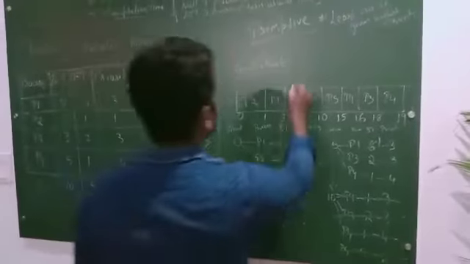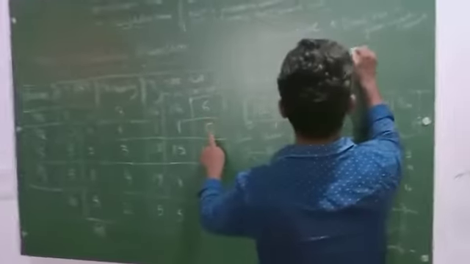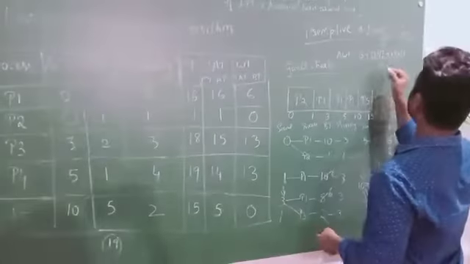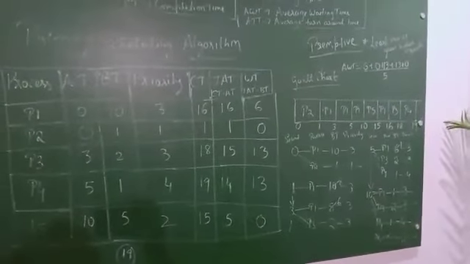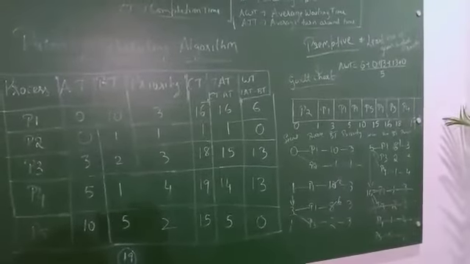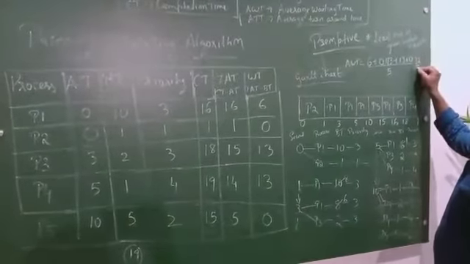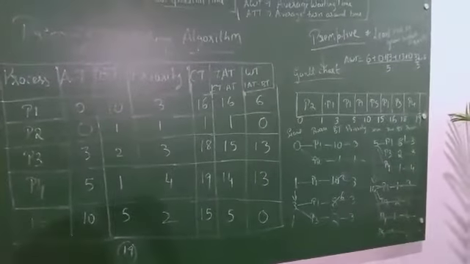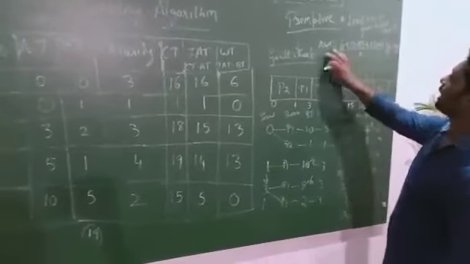Okay, calculate average waiting time. Average waiting time is 6 plus 0 plus 13 plus 13 plus 0, divided by the total number of processes, which is 5. So the average waiting time for this will become 32 divided by 5. Here, 32 divided by 5. So 6.4 milliseconds average waiting time.